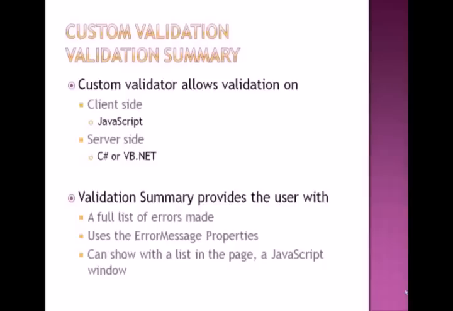Also, this validation control has a display mode property that enables you to change the way that the list of errors is presented. By default, it shows a bulleted list, and so each of the items would be one bullet in the list, but you can have other options like a list or a single paragraph and things like that.